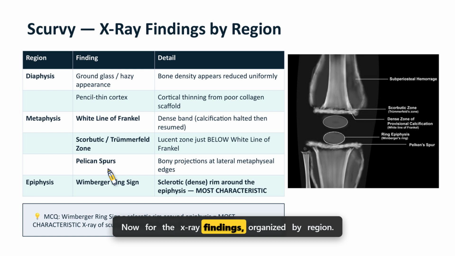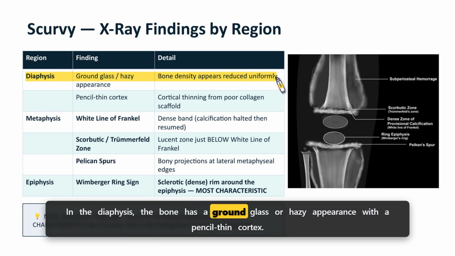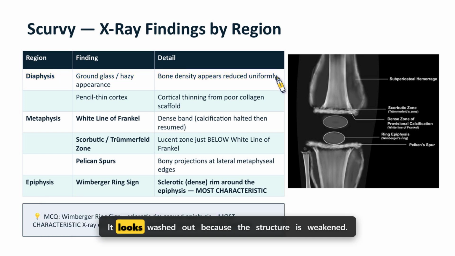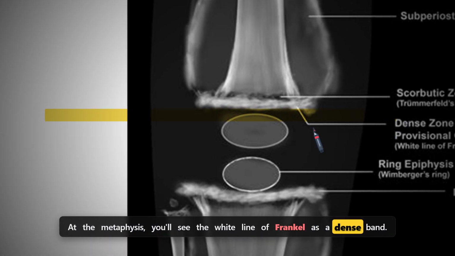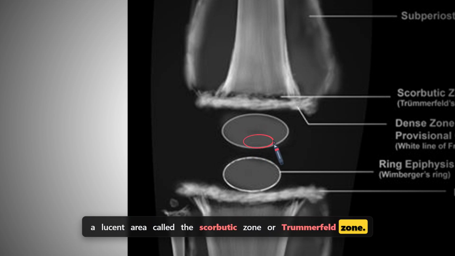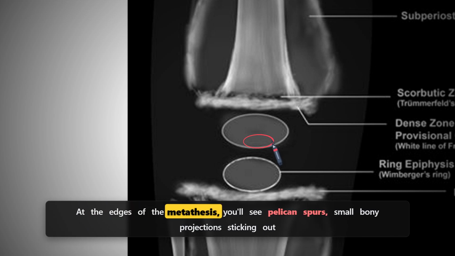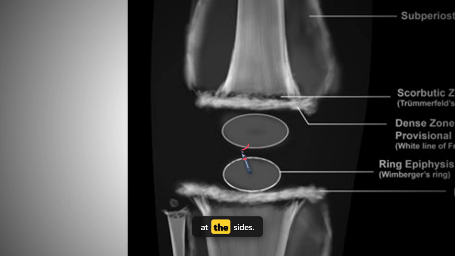Now for the X-ray findings, organized by region. In the diaphysis, the bone has a ground glass or hazy appearance with a pencil-thin cortex. It looks washed out because the structure is weakened. At the metaphysis, you'll see the white line of Frankel as a dense band, the same healing marker we saw in rickets, and just below it, a lucent area called the scorbutic zone or Trümmerfeld zone. At the edges of the metaphysis, you'll see pelican spurs, small bony projections sticking out at the sides.